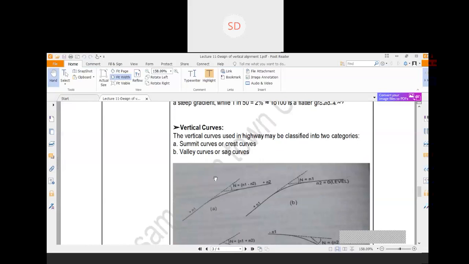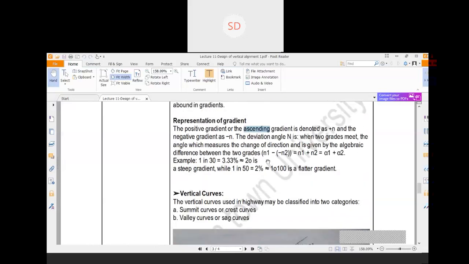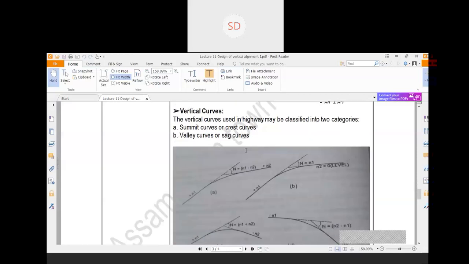now coming to the vertical curves. Within that vertical curves, I will give you one explanation about this representation of the gradient. So first thing is whenever a vertical curve is necessary. A vertical curve is necessary when two types of gradient meet each other.